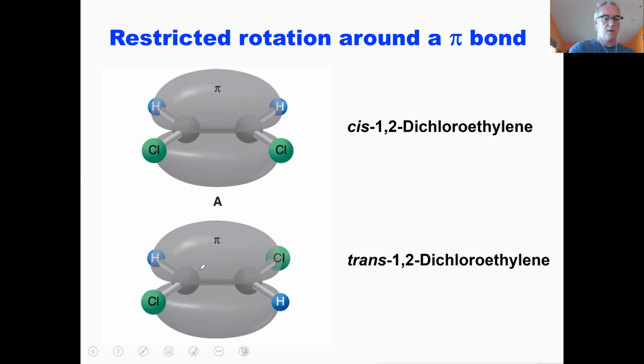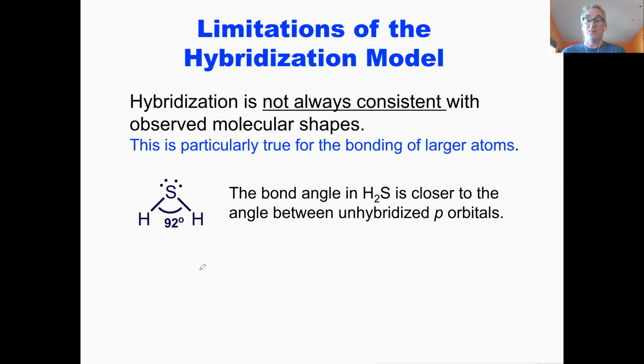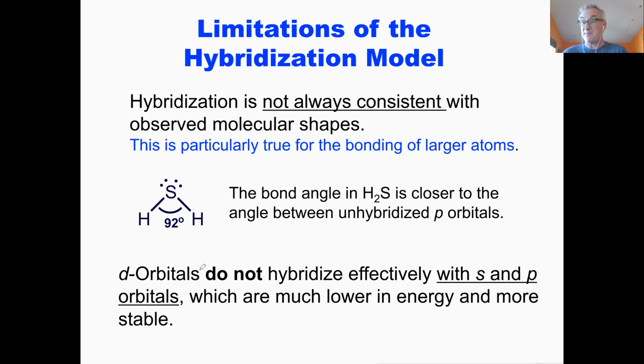So we got some problems with the hybridization model. There's a couple of problems. Hybridization isn't always consistent with observed molecular shapes. I've been lying to you this whole time, and I just feel terrible about it. But 99% of the time, the actual shapes that we see of these various molecules agree very, very well with the hybrid orbital model, but not always.